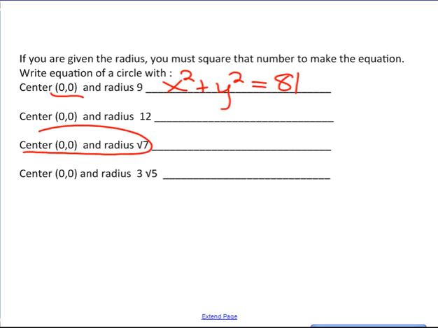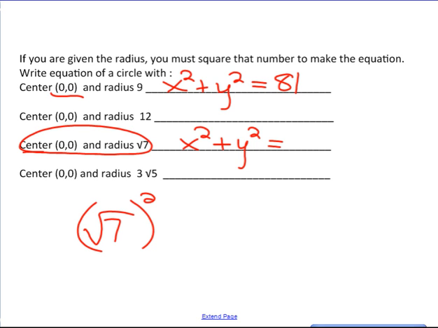Let's take a look at this one right here. So the center's at 0, 0, so I have x squared plus y squared. If I have the square root of 7 and I want to square it, remember a square cancels with the square root, so I get 7.